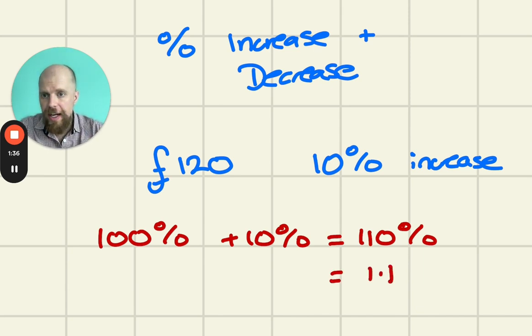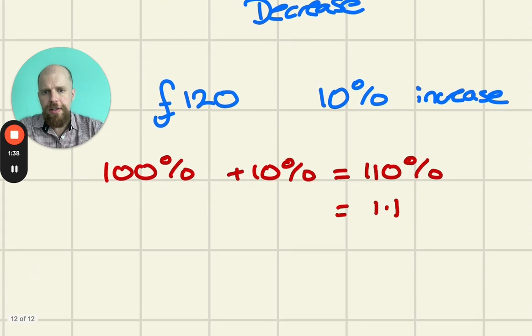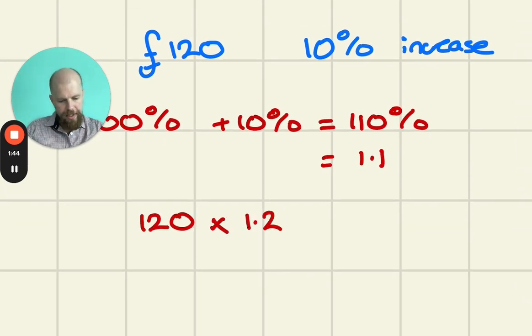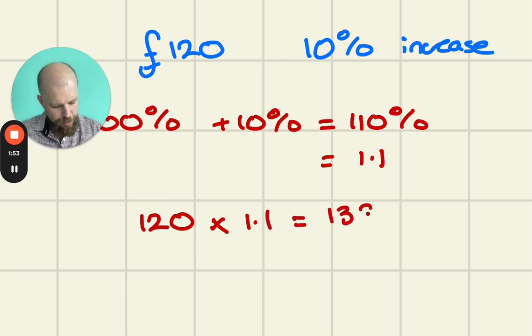Remember, you just divide by 100. So all I'm going to do is I'm going to take my amount, which is £120, and I'm going to times it by 1.1. Not 1.2, sorry, 1.1. So I get my calculator, I do 120 times 1.1, and I'm left with £132. Now that's with a calculator.